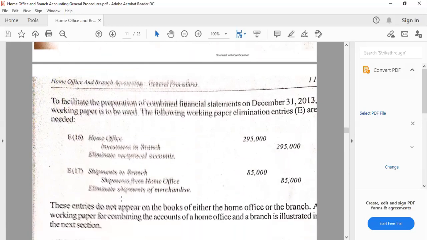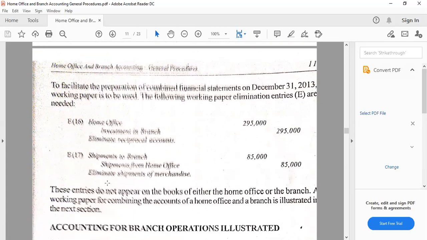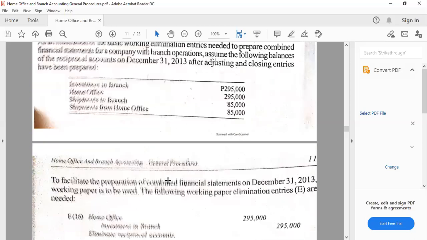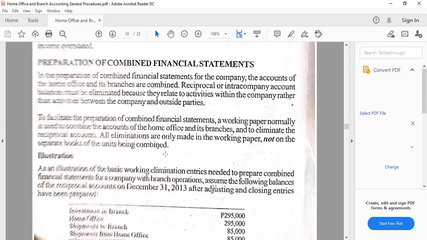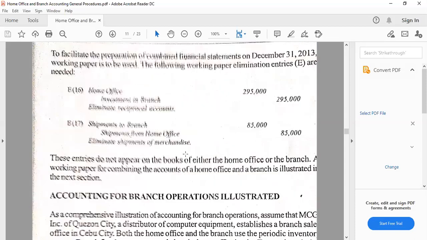So these are how the elimination entries would appear for the purposes of elimination, but would not appear on the books of either the home office or the branch. So always remember that elimination entries are only found on the working papers, the combination or consolidation working papers, but not on their separate books of accounts.